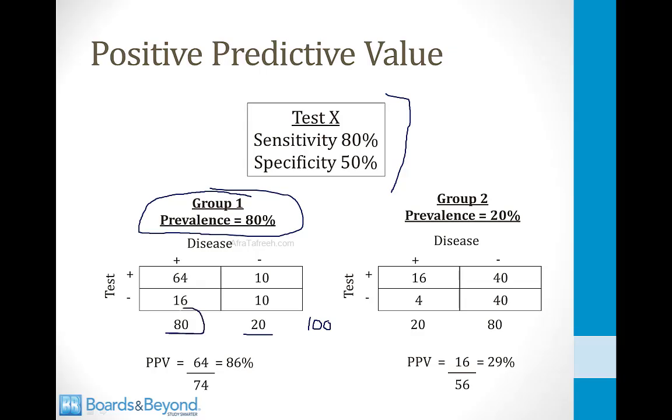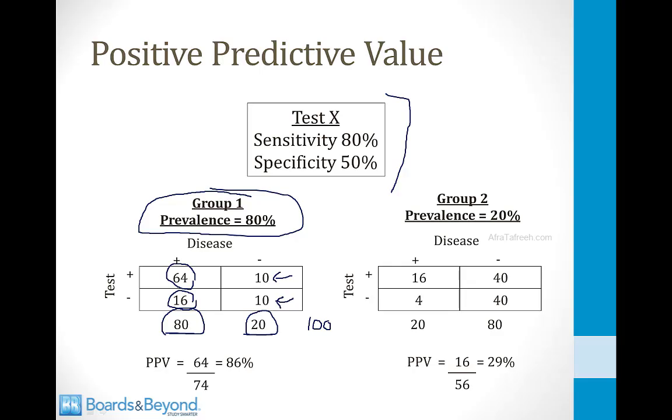Next, we take those 80 disease positive patients and we split them up based on the sensitivity. So 80% of them go up here, that's 64, and I get that number from the sensitivity of 80%. 80% of 80 is 64. The remainder go down here, that's 16. For the 20 disease negative patients, I split them up 50-50 because the specificity is 50%. So I put 50% of them here and I put the remainder here.